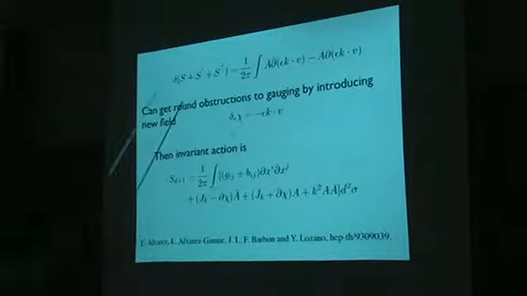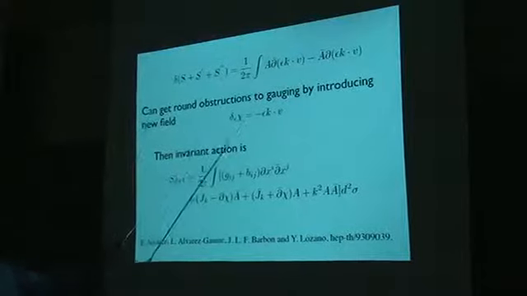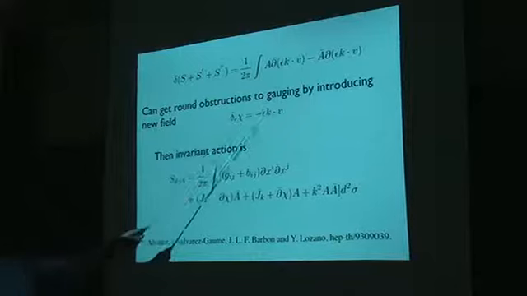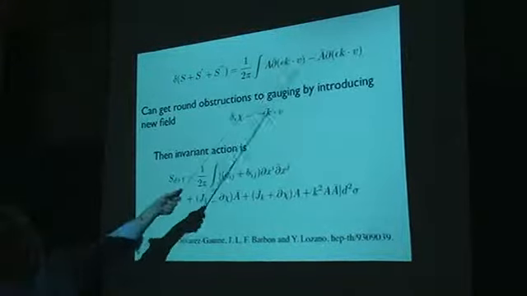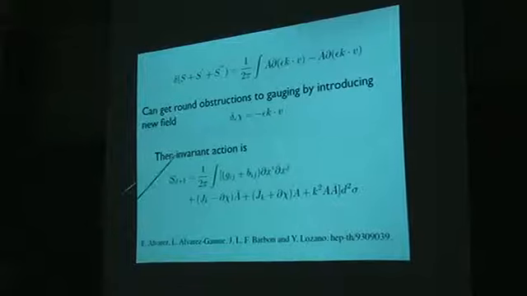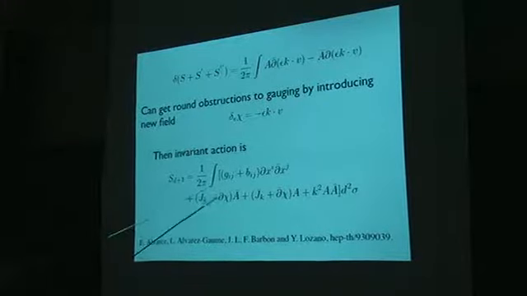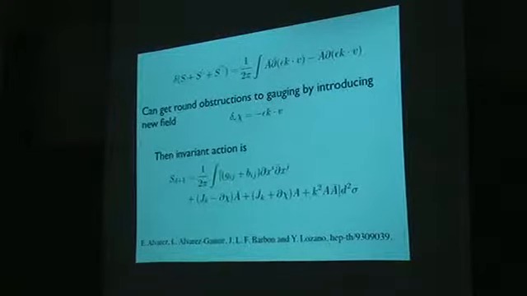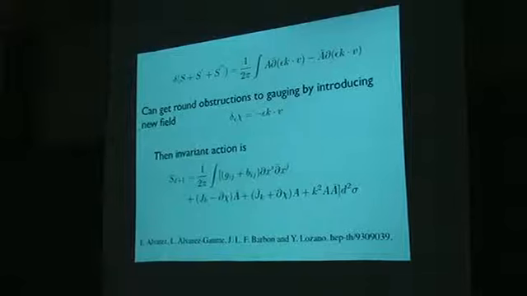Then we saw that you could get around these obstructions by introducing an extra scalar field whose variation was something which looked like this, so it could cancel against this variation here. As a result, an invariant action took this form, and this is where we got to at the end of last time. And people have asked about references.